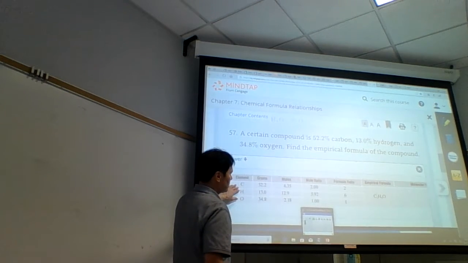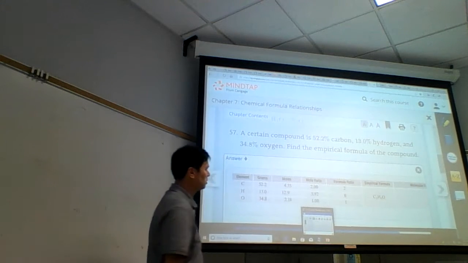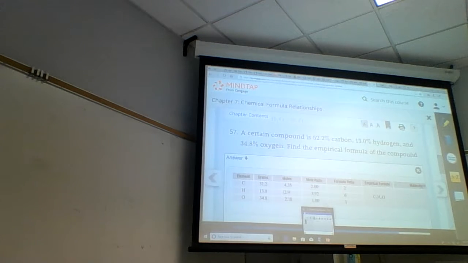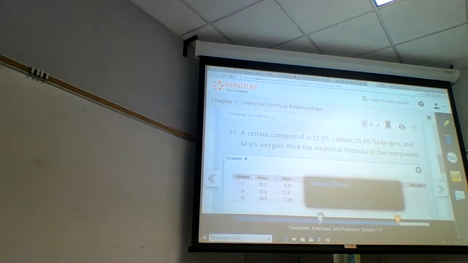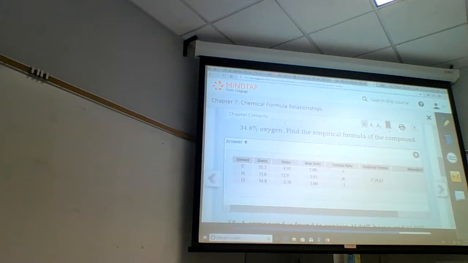So 2 carbons, C2, 6 hydrogens, H6, 1 oxygen. How would you go on to the molecular formula? We need an additional piece of data to get the molecular formula. We can't here. There's no way we can get the molecular formula here. Yeah, could we do the one on the practice test? Yeah, we could do that one.